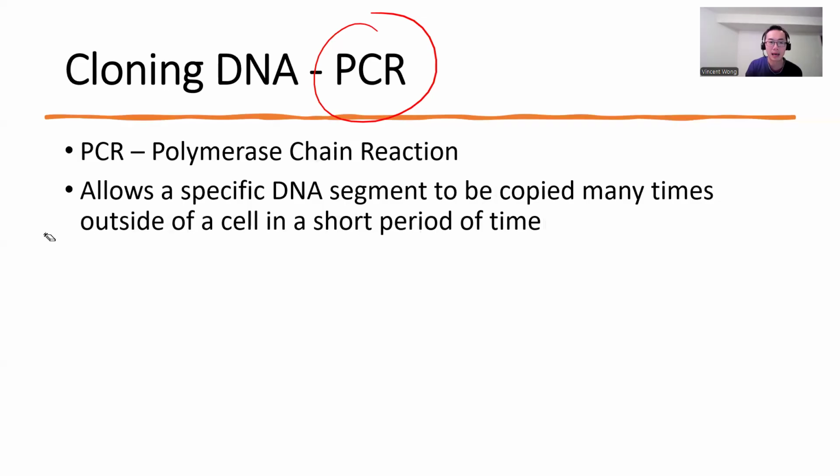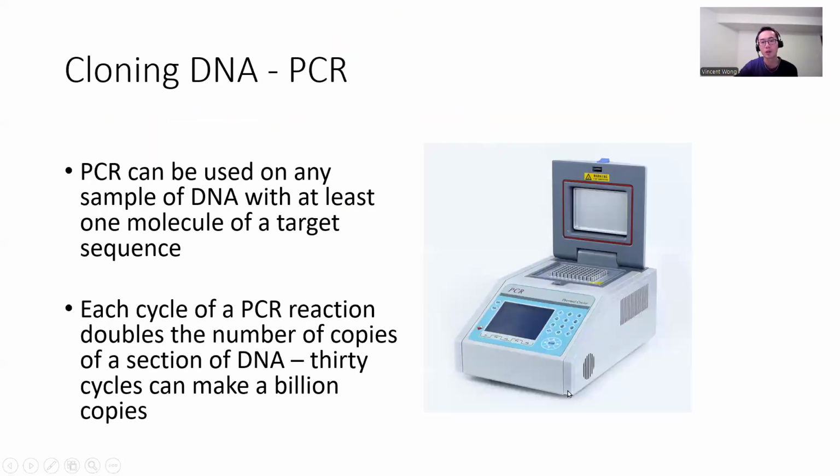And it allows us to copy a specific sequence of DNA as many times as we need to. So there's a machine that scientists can buy, and it's really small. It's like a coffee maker, okay? And you would put your DNA sample in a little tray with wells in it. You would add your reagents, add your DNA, and then you put it in a machine and set it up, and then it will copy exactly what you want it to copy, right?